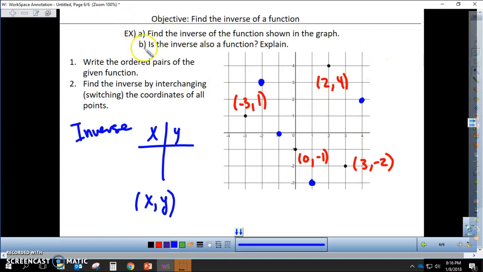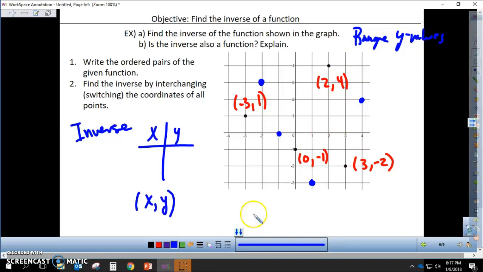Now, part B, right? Part B says, is the inverse also a function? Well, we're going to look and we're going to say, okay, this domain value, negative 2, we can do the vertical line test. It has only one range value. Negative 1, it has only one range value, right? And range, don't forget, range is y values. And 1, negative 3, right? Only one range value.